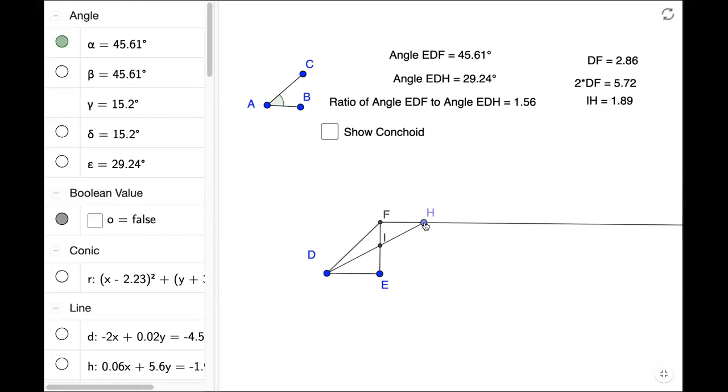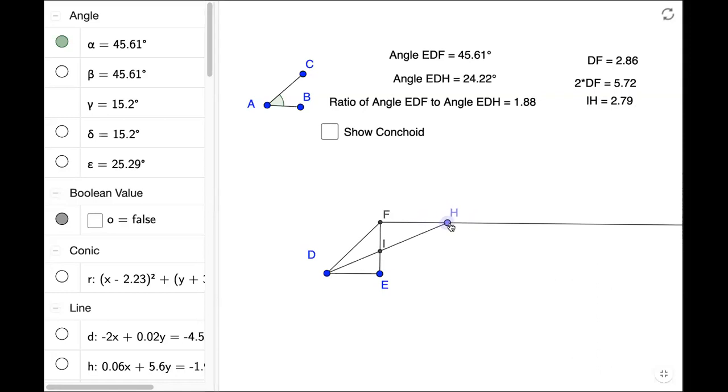If I move H, move it, move it, stop there. If I move H, listen carefully, HI changes depending where H is. If I move H to the perfect spot where HI is double DF. Usually HI is not double DF. It's almost never equal to double DF. Double DF is 5.72. As I move H, HF is getting bigger also, but HI is the important line segment I'm looking at.